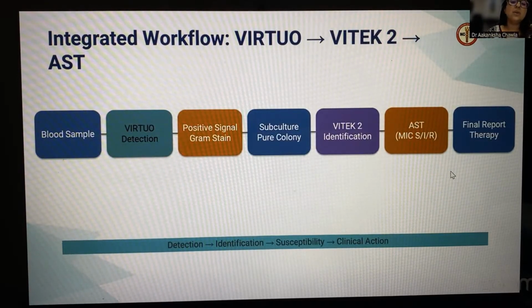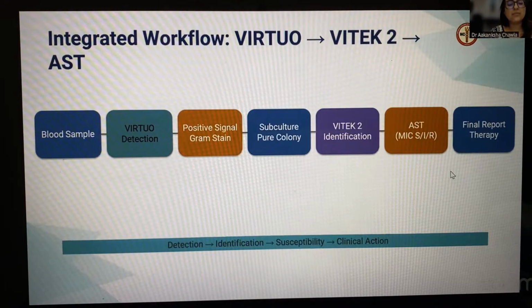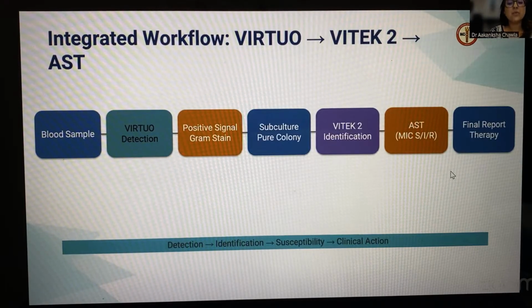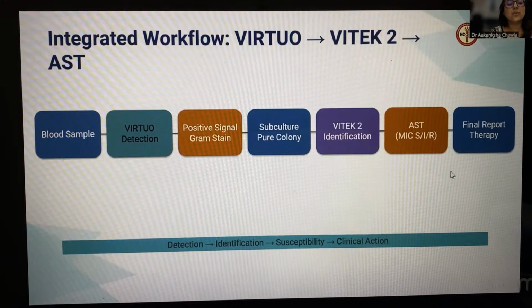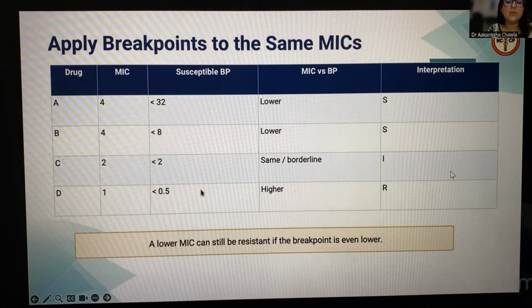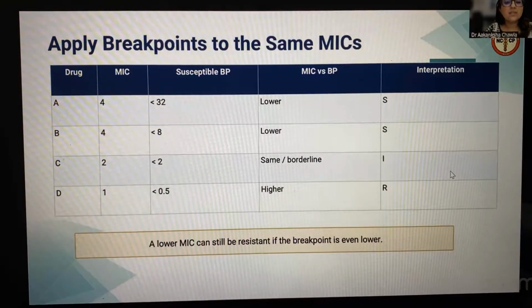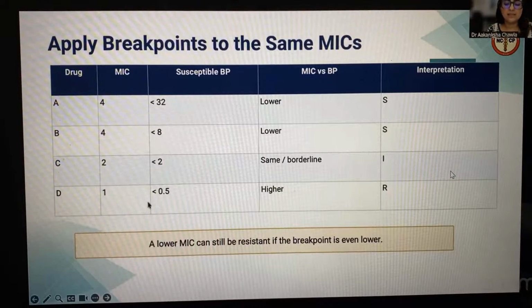So an integrated workflow for a blood sample that you've taken and sent to your lab would look something like this: you send the sample and it is processed. Here the breakpoint is lower, which tells me that this is resistant. So this drug will actually be ineffective. So you cannot select just based on the MIC, because it can still be resistant if the breakpoint is even lower, as in this case.